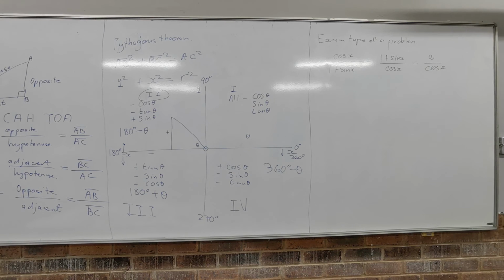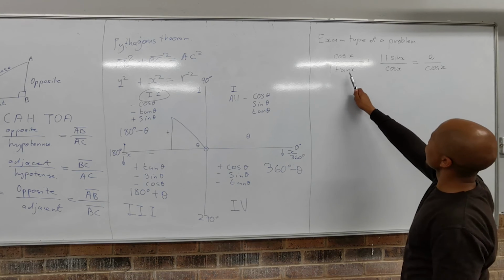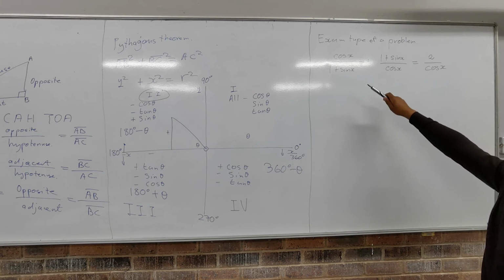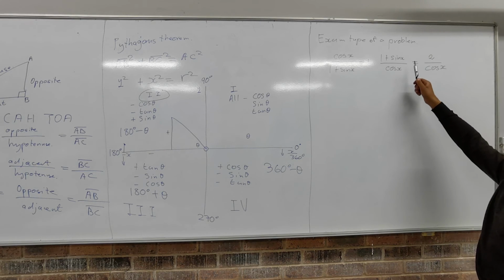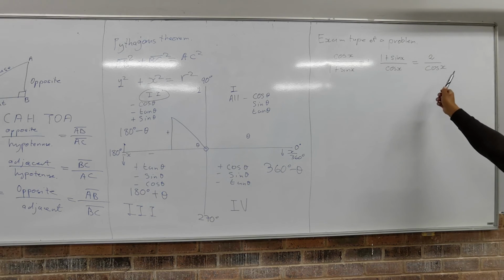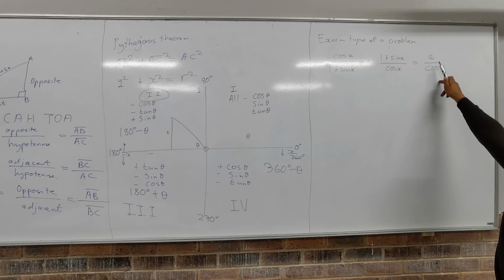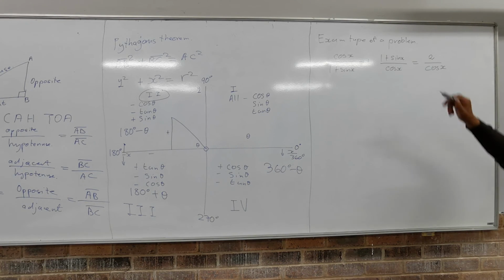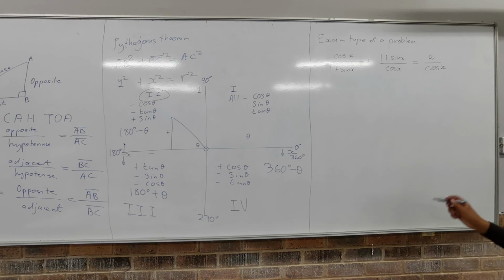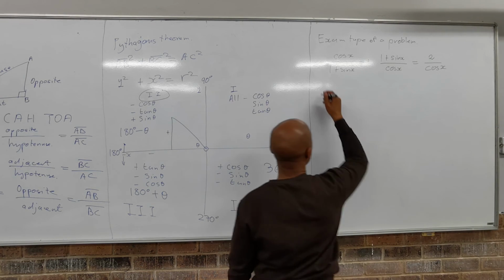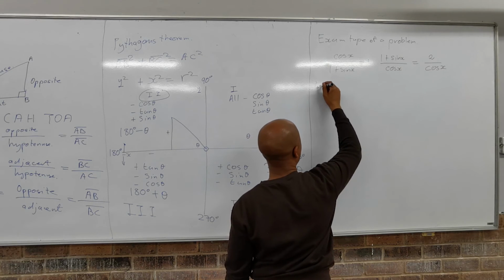Still continuing on the exam type of problem. Here we are told that we should prove the following identity: cos x divided by 1 plus sine x, plus 1 plus sine x divided by cos x, should be equivalent to 2 divided by cos x. So what are we going to do? We are just going to start with the left-hand side.